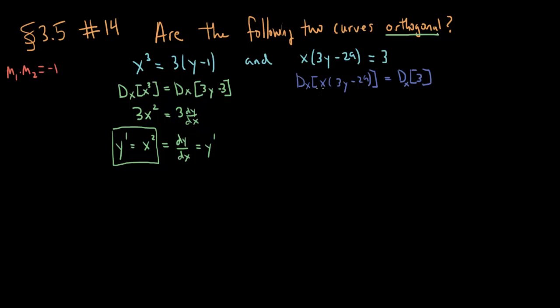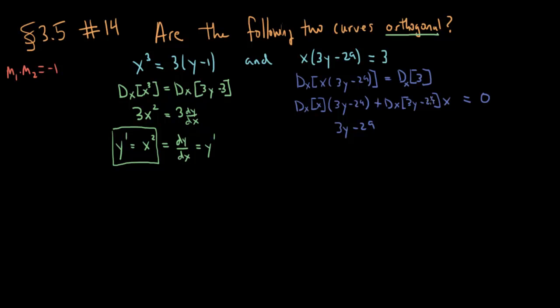We have the function x times the function 3y minus 29. So that's going to require a product rule. That's the derivative of the first, which is just the derivative of x, times the second function, which is 3y minus 29, plus the derivative of the second function, which is 3y minus 29, times the first function, which is x, and then of course the right-hand side equals 0. Now the derivative of x with respect to x is just 1, so 1 times 3y minus 29 is simply 3y minus 29.